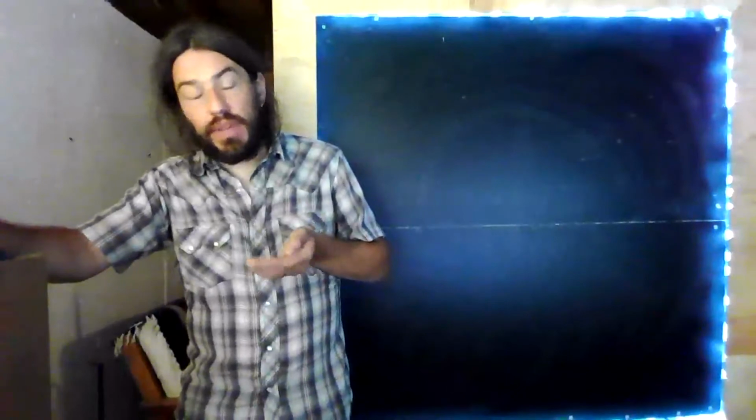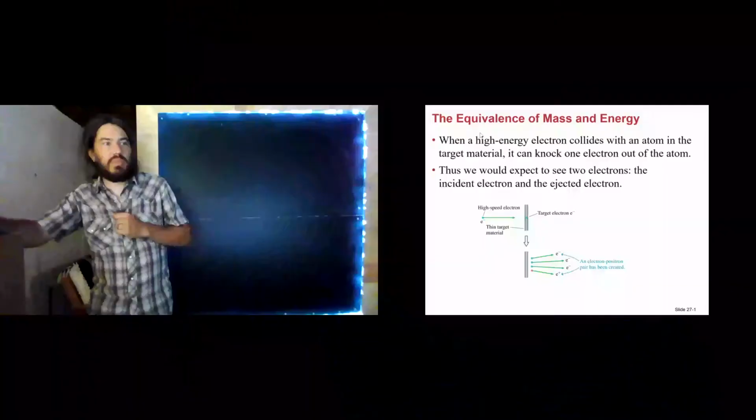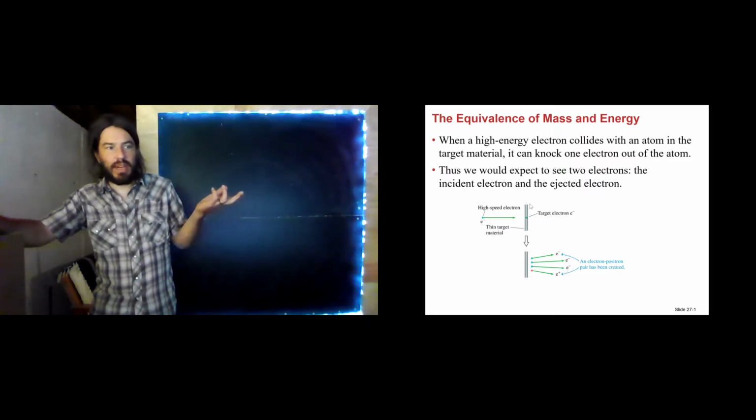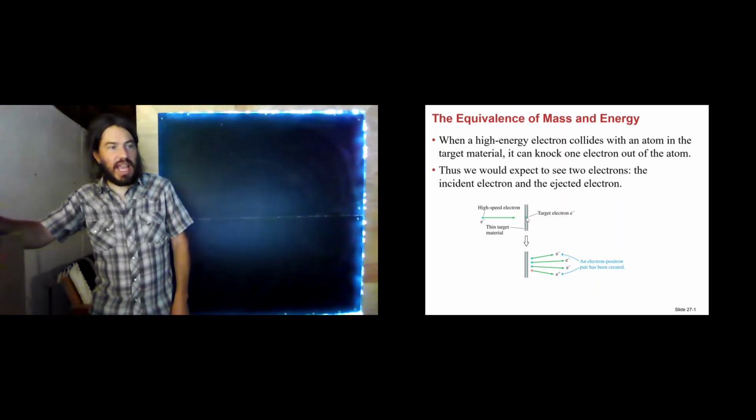The last topic I want to discuss in this chapter is relativistic energy. To set it up, let's imagine an experiment. What we can do is shoot a high energy electron at some target, maybe a metal target. The high energy electron collides with an electron in the target, and it shoots that electron out.